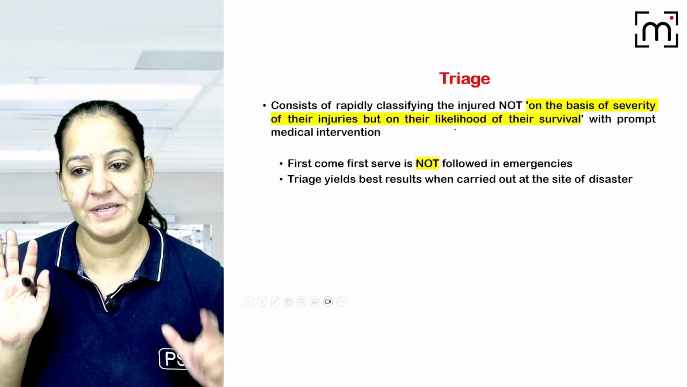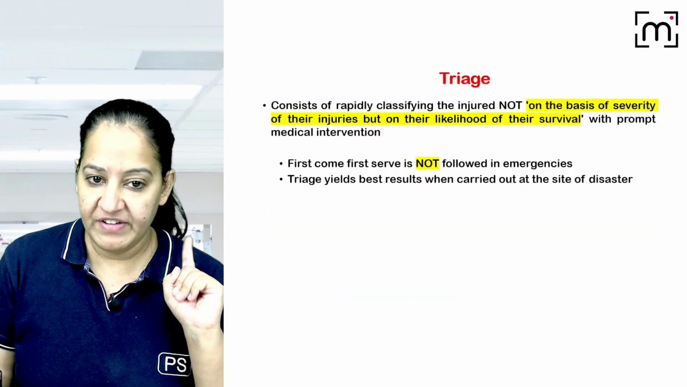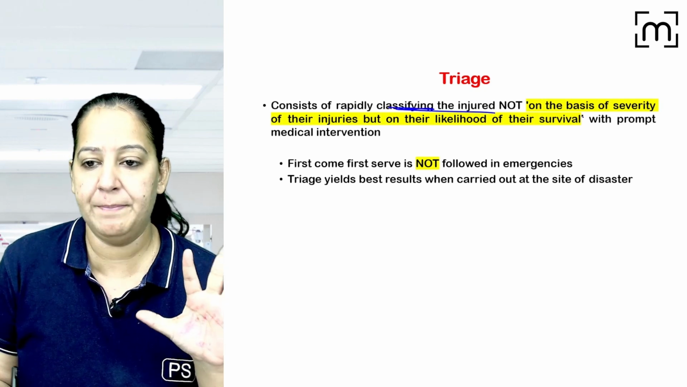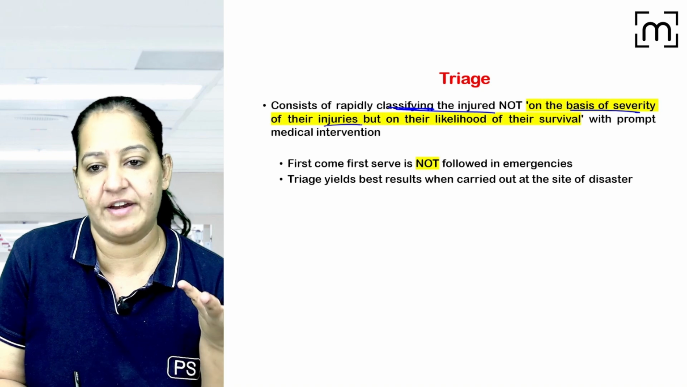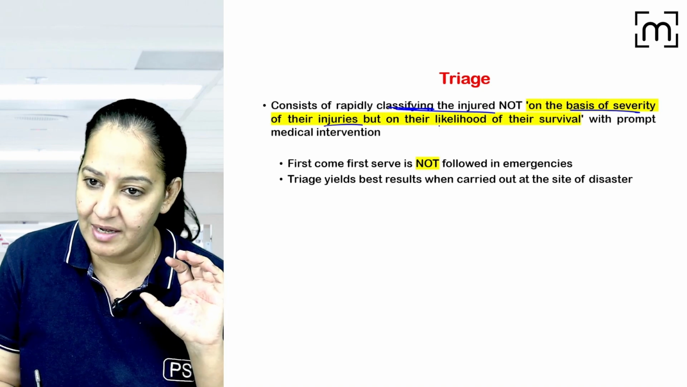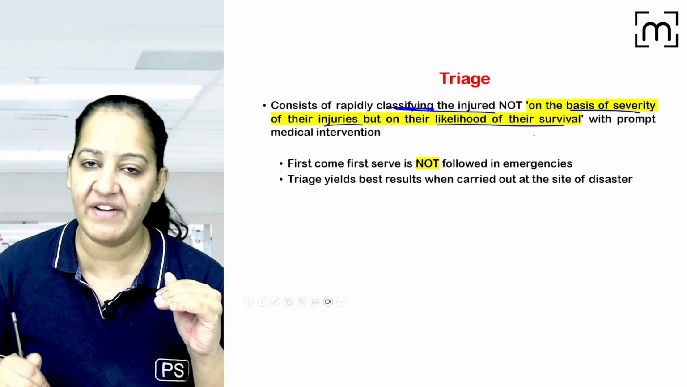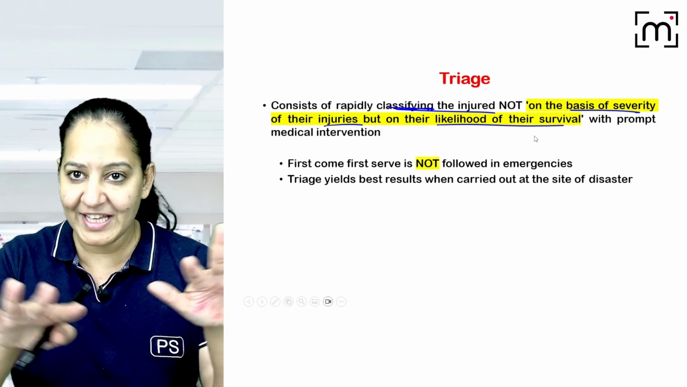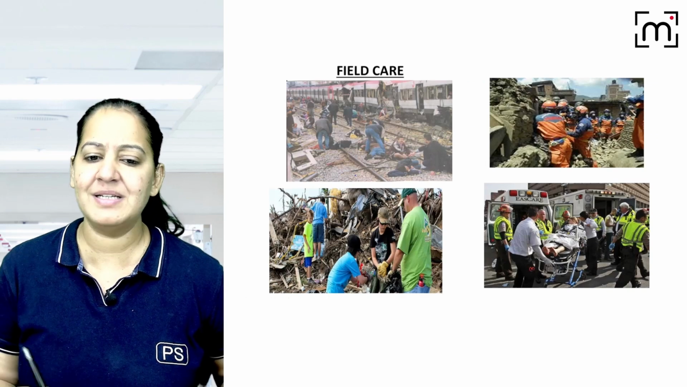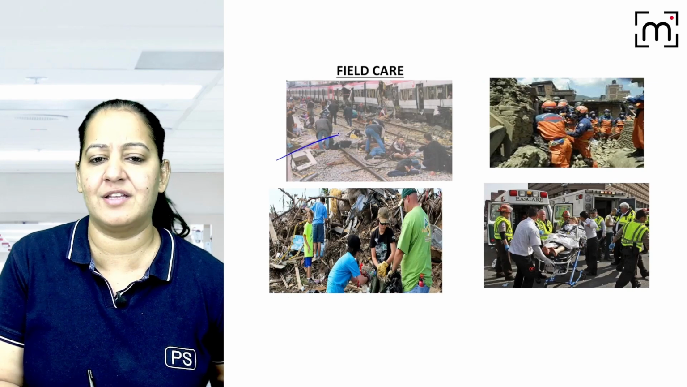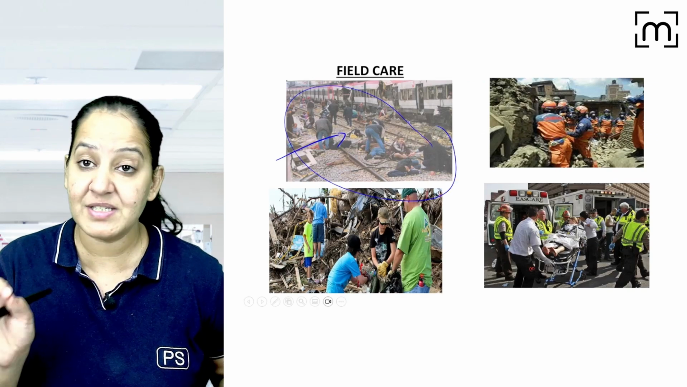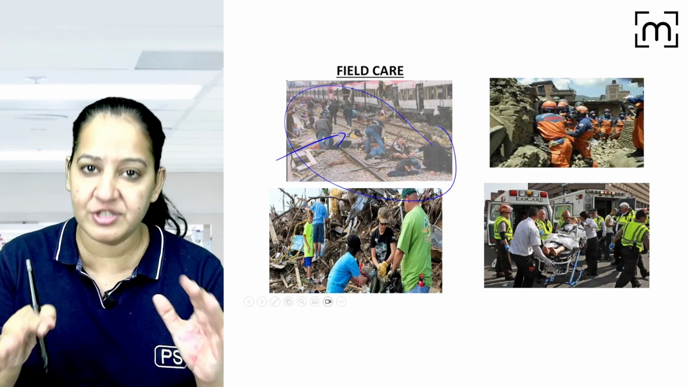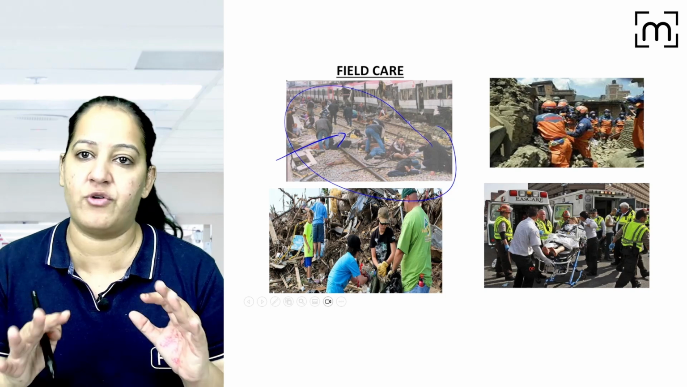We do the triage. Basically, what we are doing is classifying the injured people on the basis of severity of their injury and on the likelihood of their survival. We are classifying them in 4 categories: the red, yellow, green and black. So all the injured people are in front of you, multiple casualties, multiple people. Triage is done on the field itself, so the healthcare provider should reach the field at the earliest and do the triage.